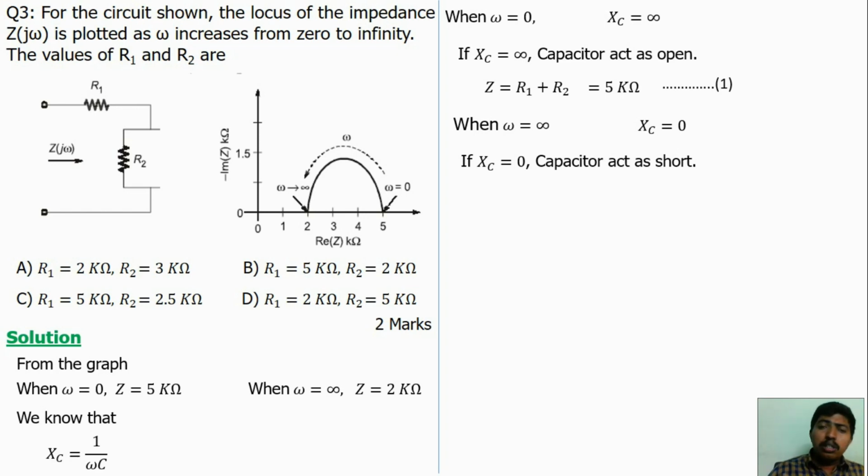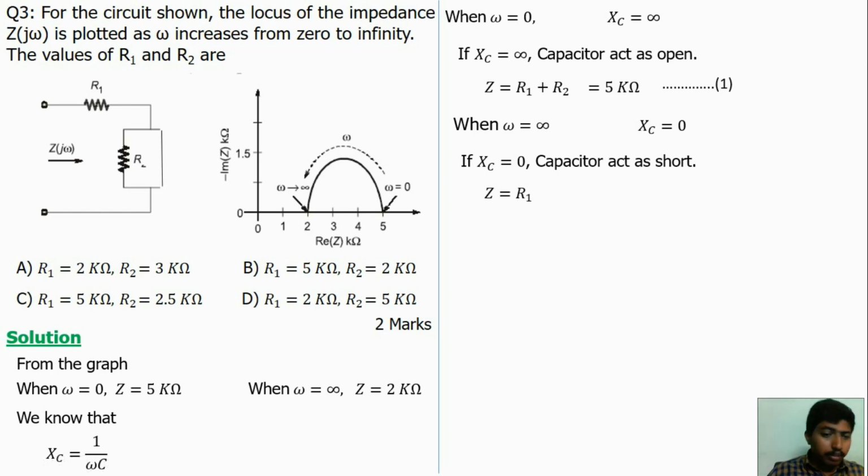Resistance 0 means short circuit. Maximum current will flow. So the capacitor acts as a short circuit. Now replace the capacitor by a short. If it is shorted, R2 and the 0 resistance are in parallel, so the resultant will be 0. This 0 ohm impedance is in series with R1. So we will get total impedance Z is equal to R1.